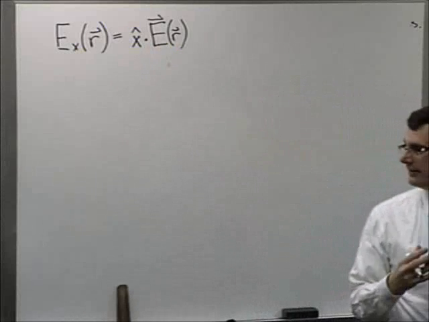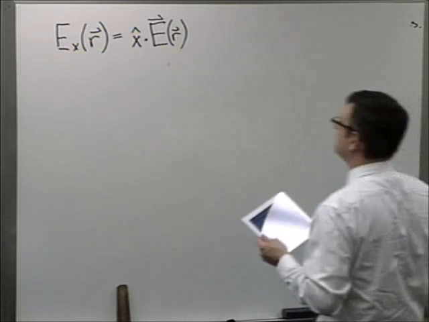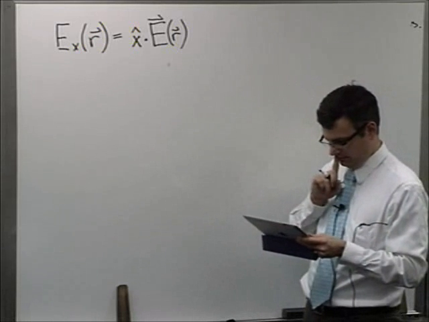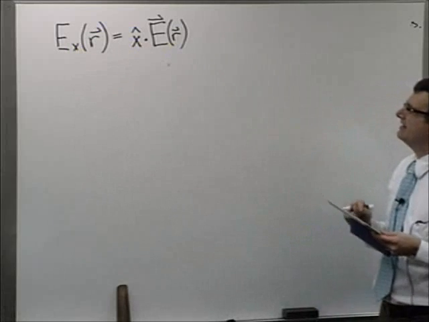Yes? Sorry, you said that table over there is for cross product or dot product? Dot product. So, of course, the x component would be x hat dotted into that full vector.